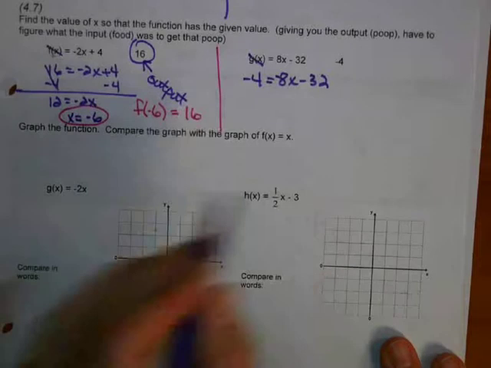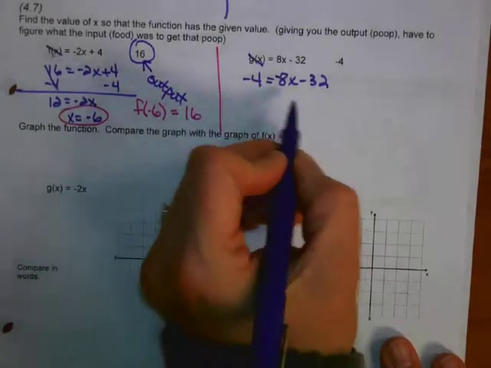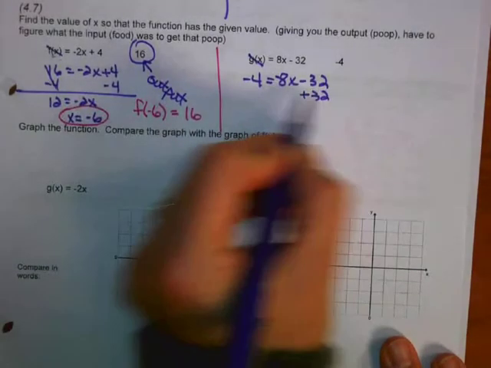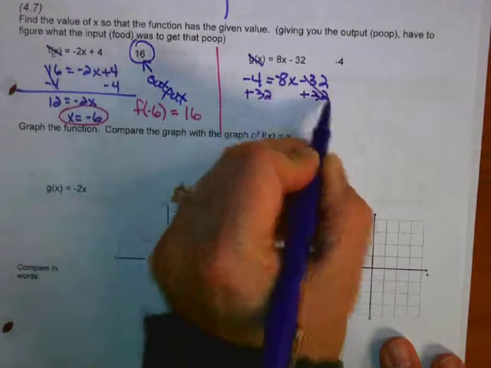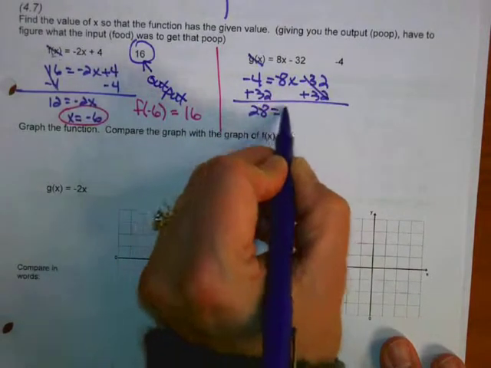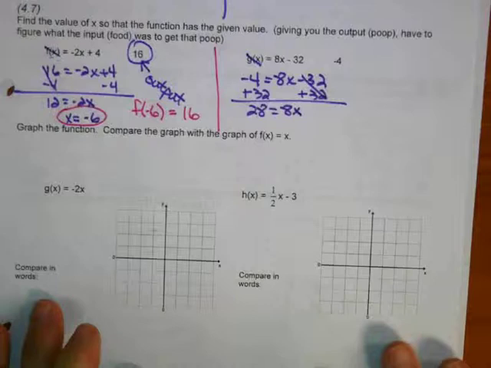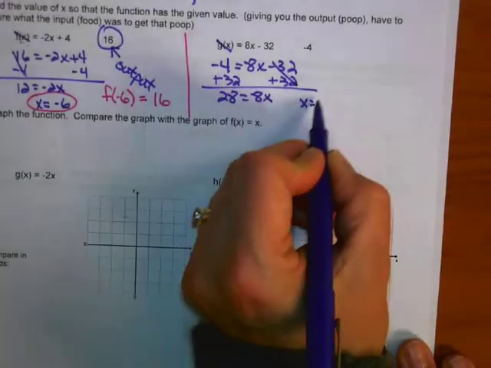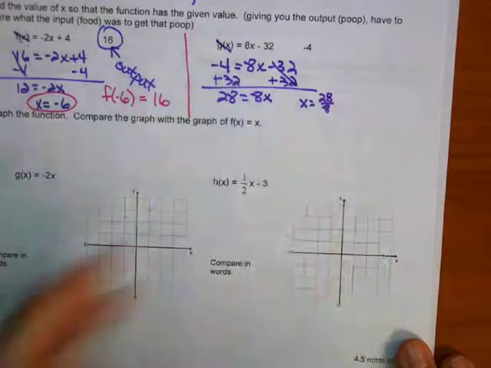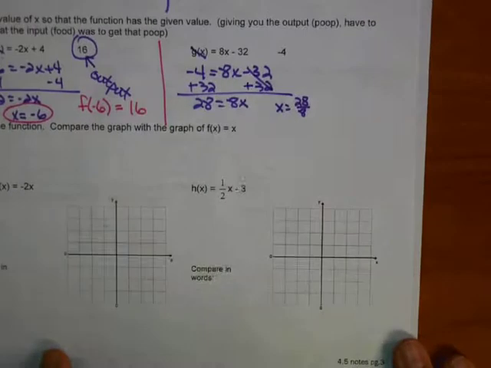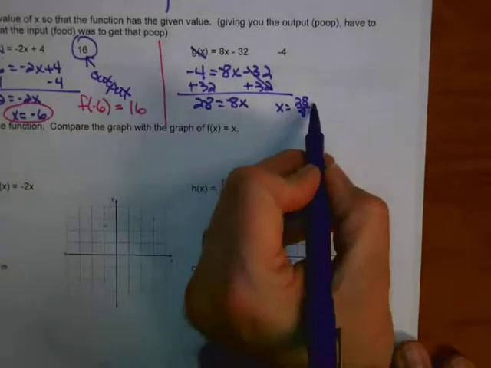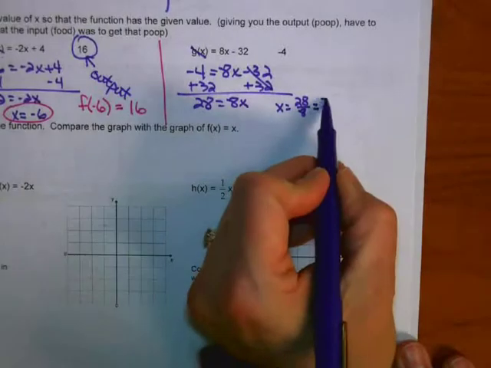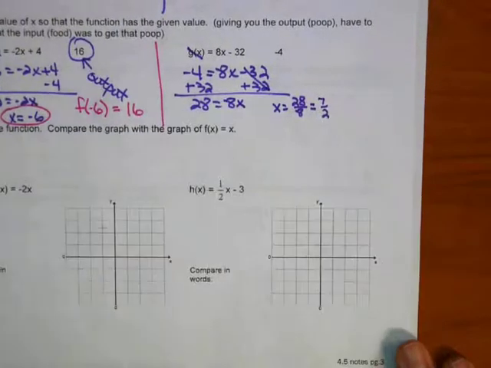So when I do that math, I get a fraction, which is okay. 28 equals 8x. If you divide both sides by 8, you're going to get 28 over 8. And that's okay. It can be reduced to 7 over 2.